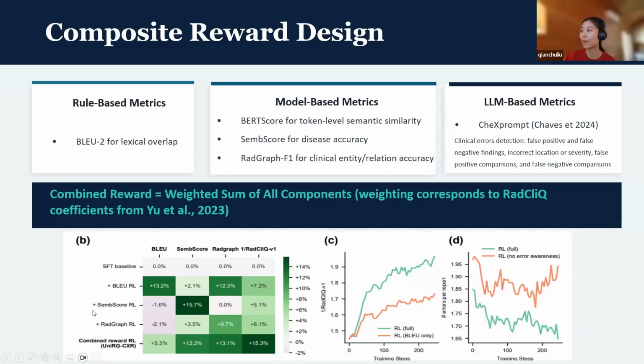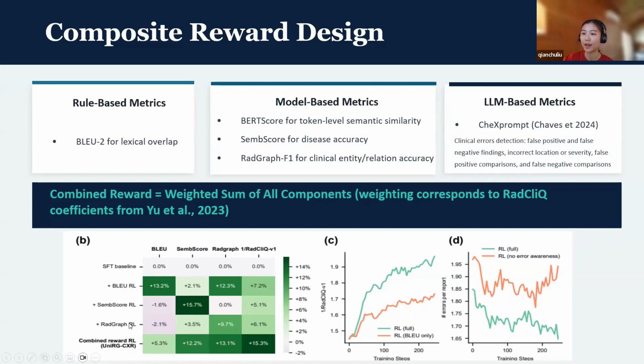Then here at the bottom, I show some of the ablation studies that we did when we only train on a single metric versus training on a combined metric reward, and remove certain metrics. For example, in figure B here, this is a heat map to showcase, compared with the SFT baseline starting point, if we just train one single metric, what will happen to the other metrics and to the final composite score?